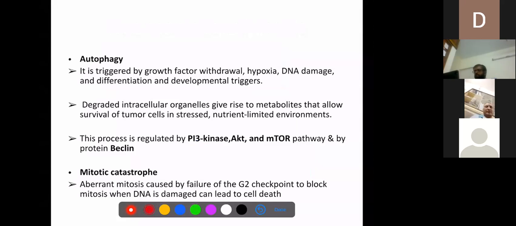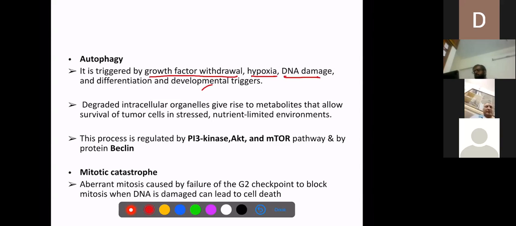So, autophagy. Apoptosis is called type 1 cell death, and autophagy is going to be a type 2 programmed cell death. This autophagy is triggered by growth factor withdrawal, hypoxia, DNA damage, and differentiation or development.